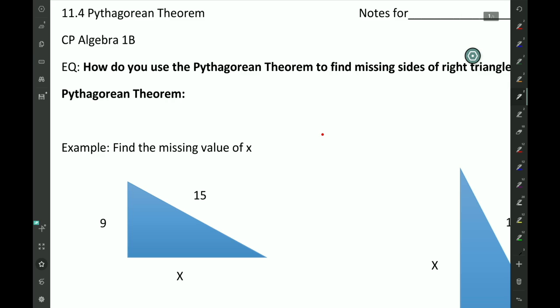Pythagorean Theorem, I think you experienced this before in middle school, correct me if I'm wrong, but it should be pretty easy. And basically our central question is, how do you use this theorem to find missing sides of right triangles? And this is where it gets a little more realistic. A lot of our word problems and applications will follow the Pythagorean theorem.